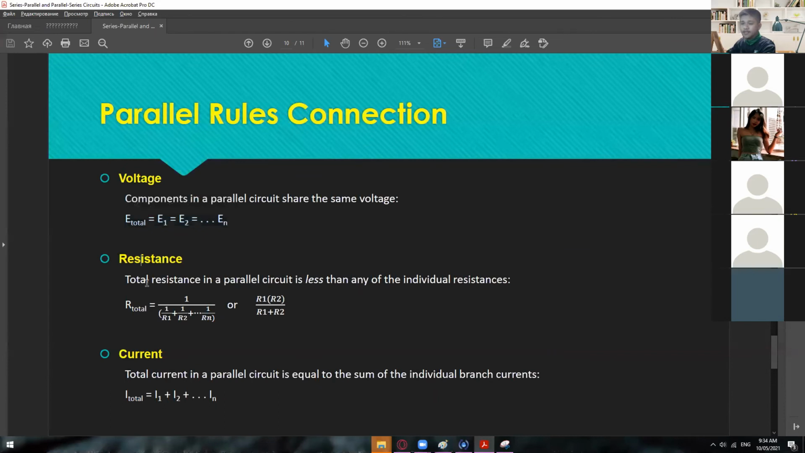Alright? And then for the resistance, ito yung formula na ginagamit natin kapag more than 2. Pag 3 and above. And then ito naman yung gagamitin natin kapag 2 resistance lang: R1 times R2 divided by R1 plus R2.